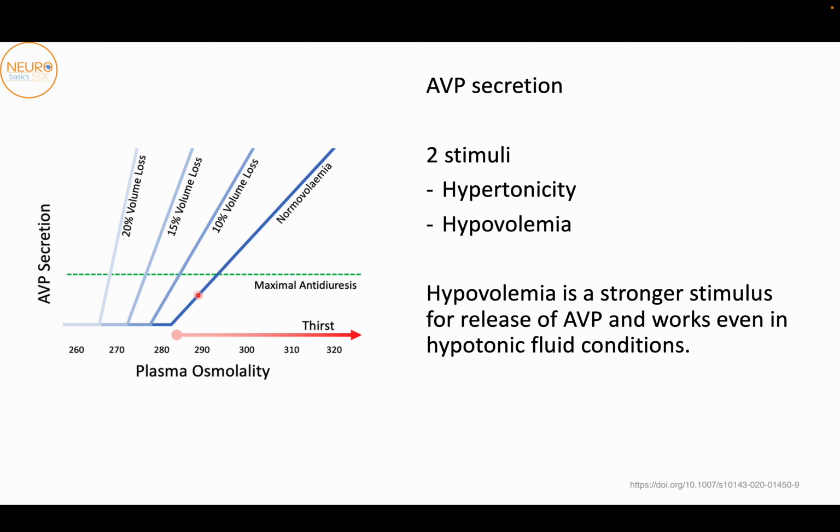Right, so as we can see, in a patient who is normovolemic, this is the threshold for release of arginine vasopressin. But as the patient loses volume and becomes hypovolemic, the threshold for vasopressin secretion actually goes down. So it's important to remember that a patient might be hypotonic but still have high vasopressin levels because they might be hypovolemic as well.